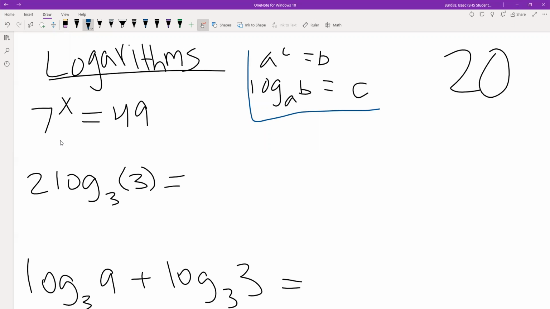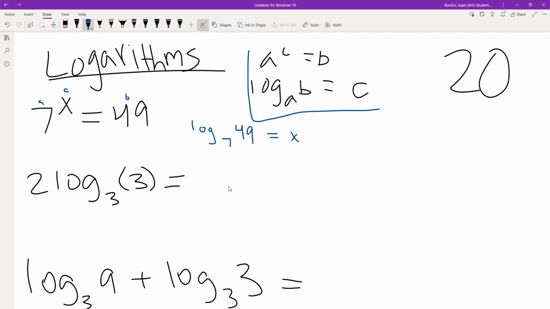So here's what I mean by that. Have you ever seen something like this? 7 to the x power equals 49. Well, maybe you know that's 2. But how could you really solve that if you didn't know what it was? Because you won't always. Well, that's when you use this. You call this A, you call this C, you call this B, and then you change it to ABC. So log base 7 of 49 equals what?